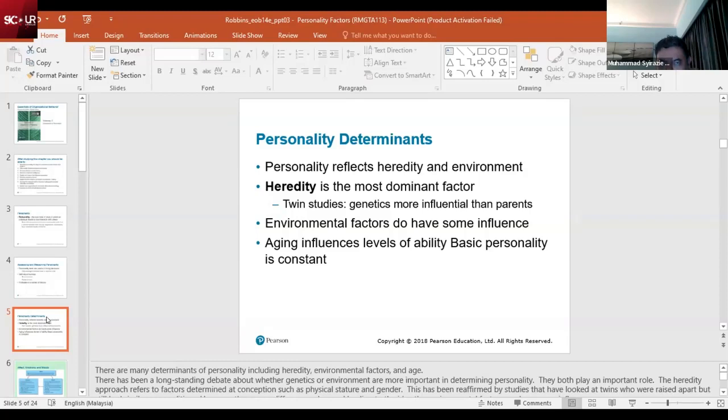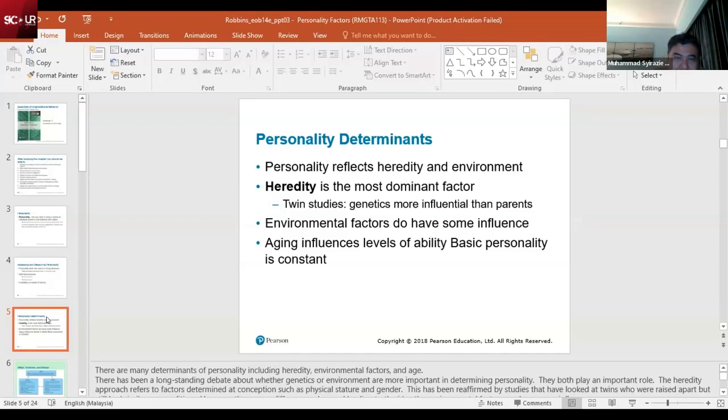They influence the personality to a certain extent, but the most influential factor is heredity. It says that environmental factors do have some influence, and aging influences levels of ability, but basic personality is constant.